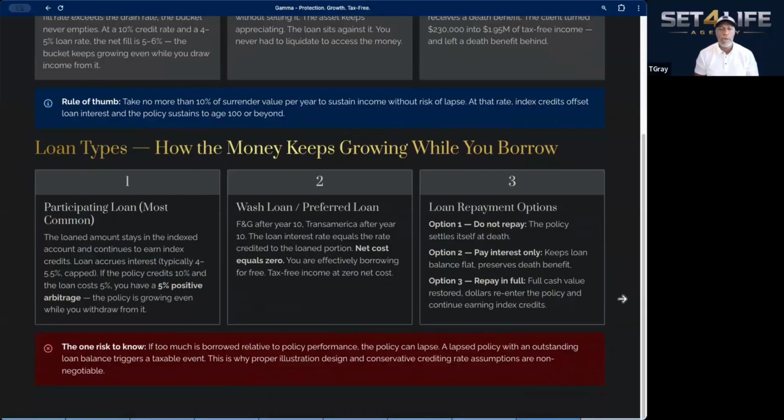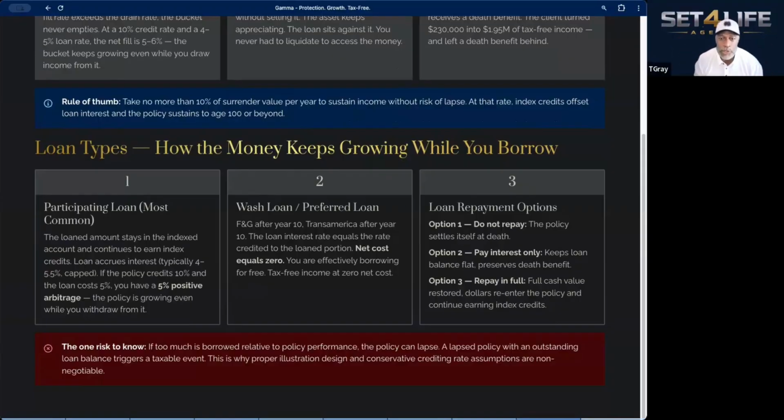Now, there's 3 types of loans for an IUL. There's a participating loan. That's the most common, which means that the loaned amount, the borrowed amount, literally stays in the account and continues to grow. This loan is accruing interest. But as long as the policy's credits are bigger than the interest, there's positive arbitrage. And even though you're accessing the money, the policy is still growing.